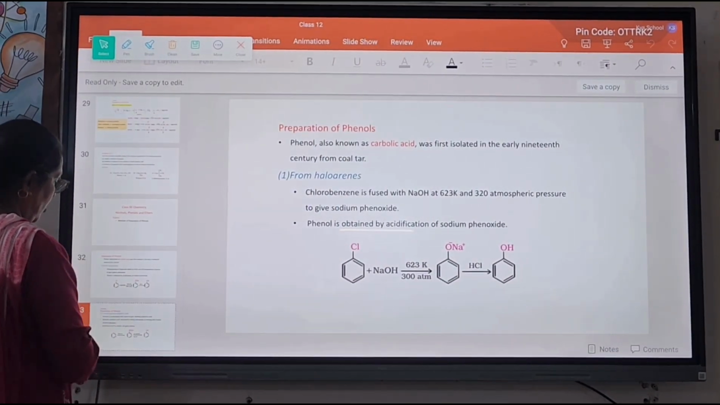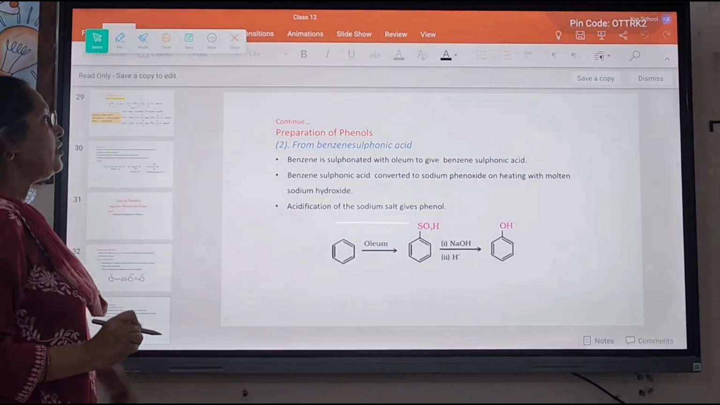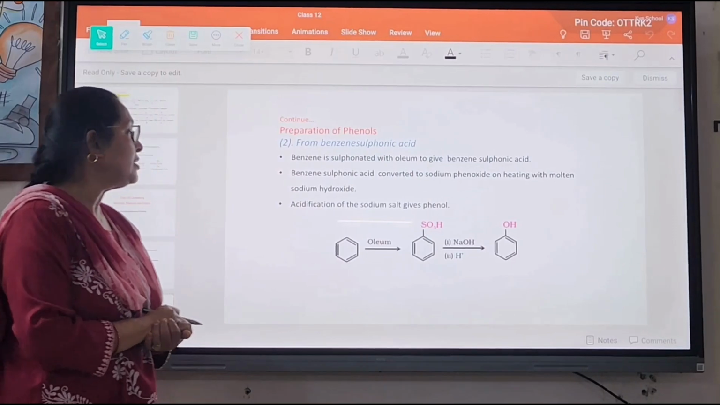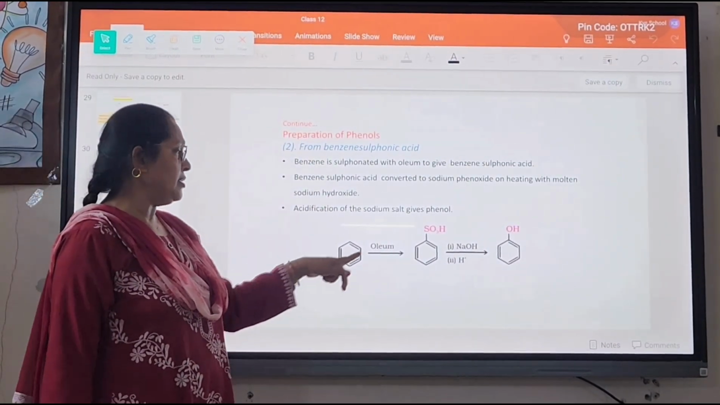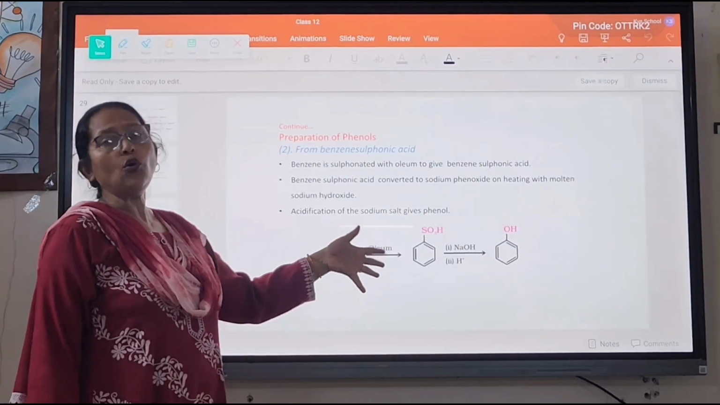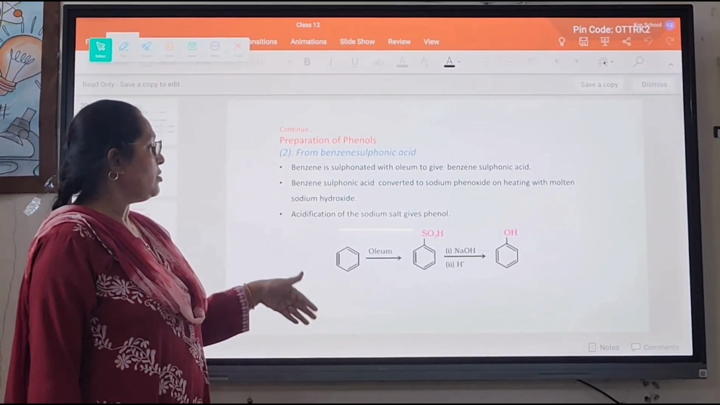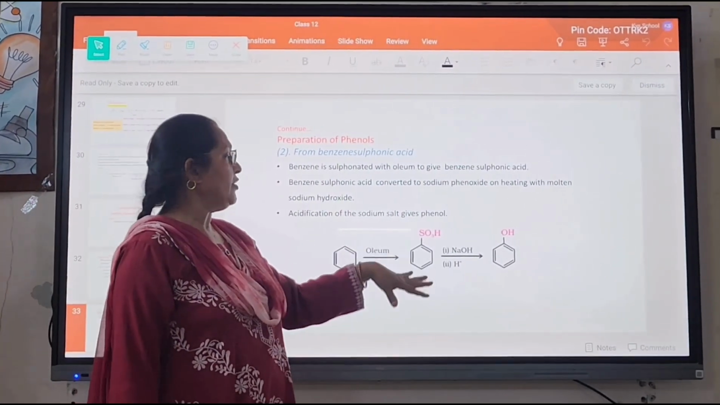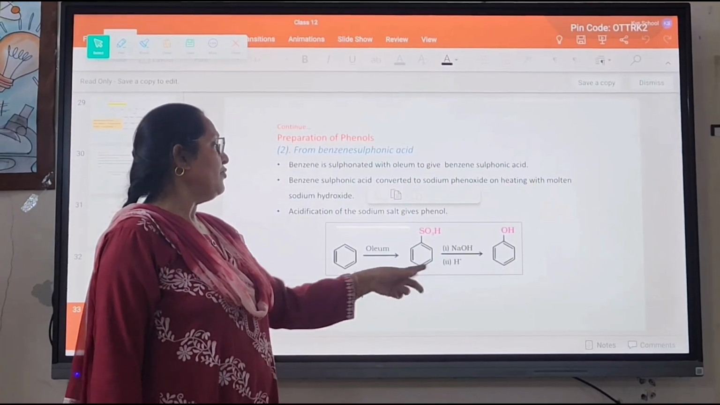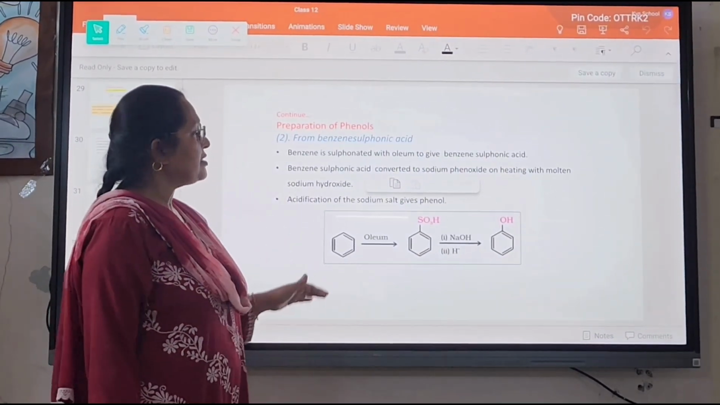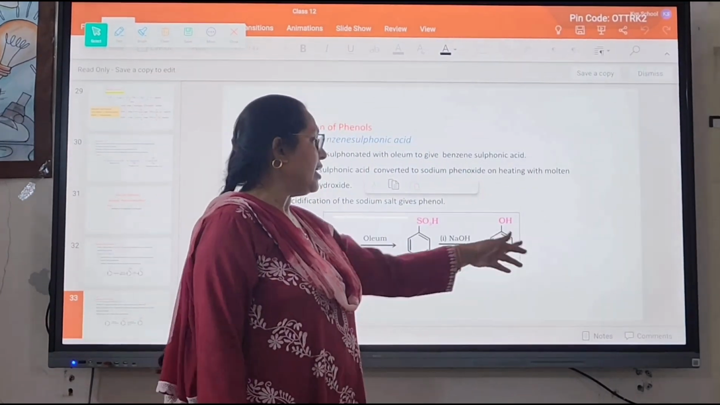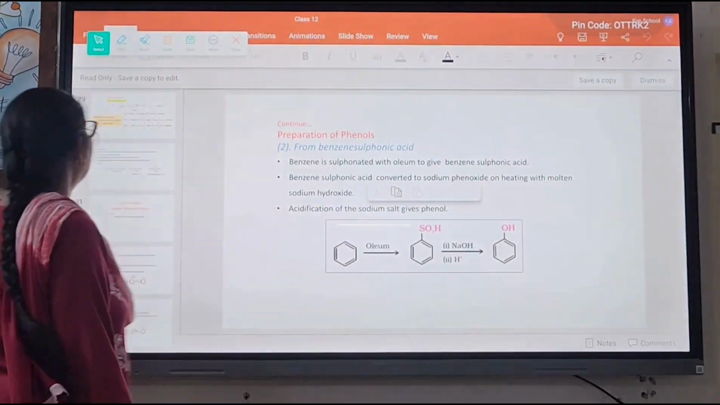The second method of the preparation of phenol is from benzene sulfonic acid. For the benzene sulfonic acid, benzene is sulfonated with oleum. H2S2O7 is the oleum. It will give benzene sulfonic acid, which reacts with NaOH, followed by acid catalysis, and phenol is the product.